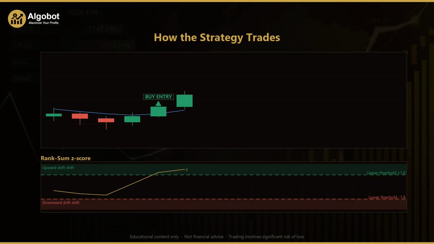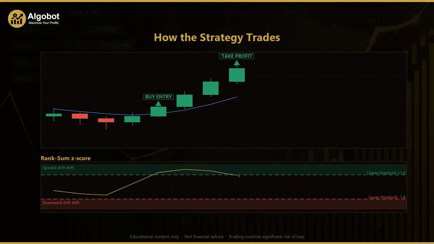On the fourth candle, something changes. Price prints a firm bullish bar that closes above the baseline moving average. In the panel, the recent returns have started ranking systematically higher than the older ones, and the z-score jumps from near zero up through the green threshold to almost 2. That is a fresh upward crossing, and with price above the baseline, both long conditions are met. You can see the buy entry marker appear on this candle.